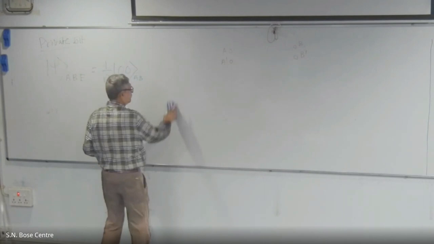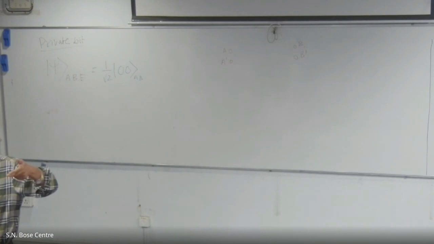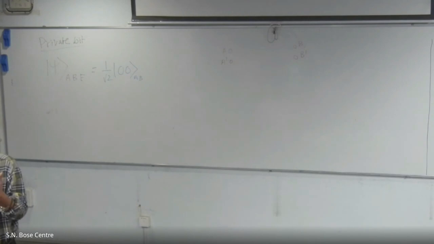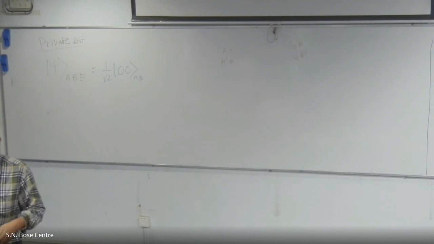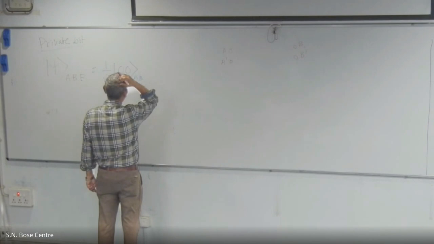Why are we introducing A prime and B prime? You will see. Because I want to see whether there are some more general states than the e-bit which can also generate a private bit. Of course, one e-bit can generate a private bit, but is one e-bit necessary to generate a private bit? So, general. But things will be clear.